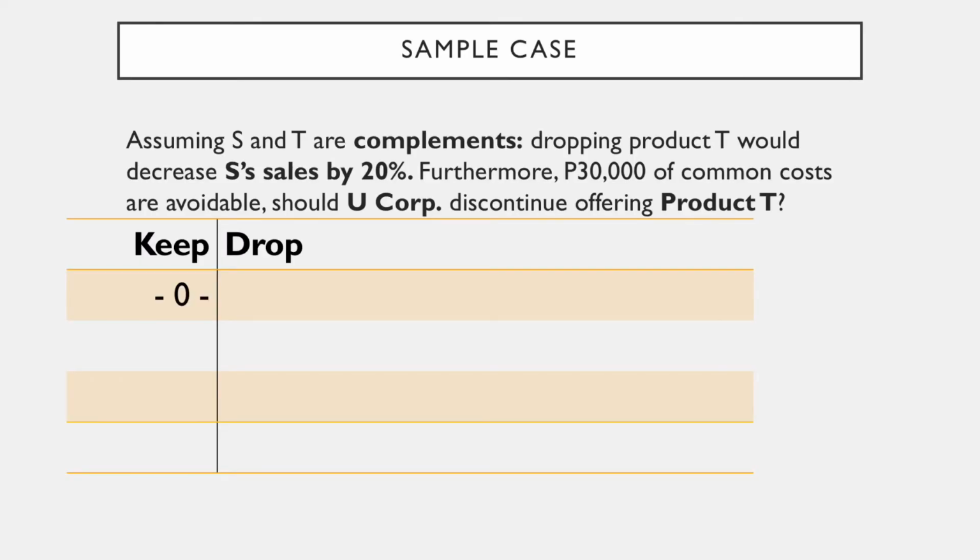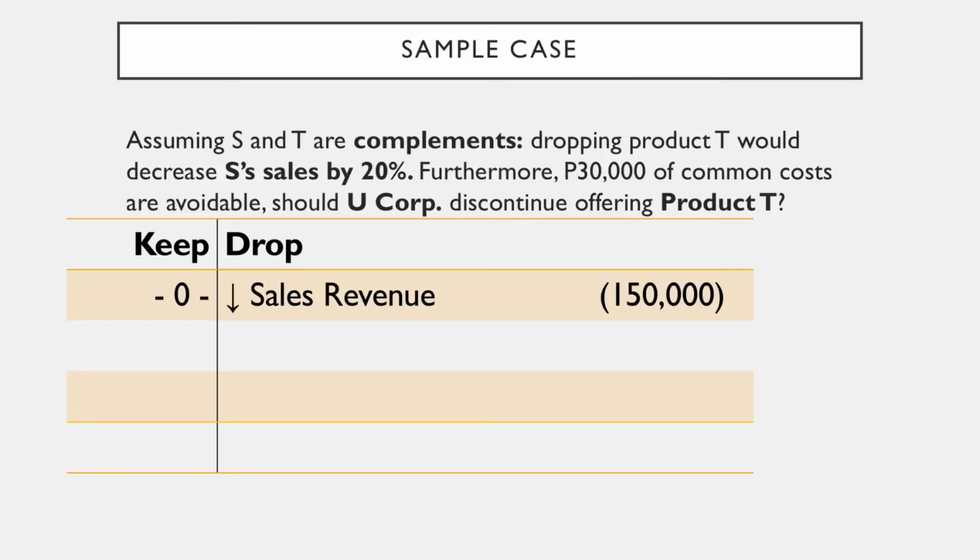Assuming this time, S and T are complements, dropping product T would decrease S sales by 20%. Furthermore, 30,000 pesos of common costs are avoidable should U Corp discontinue offering product T. Again, if we're going to keep product T, nothing new will happen. Zero change in profit.